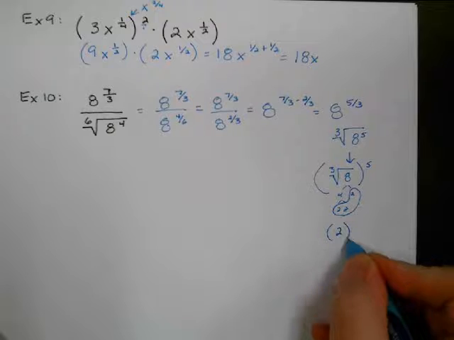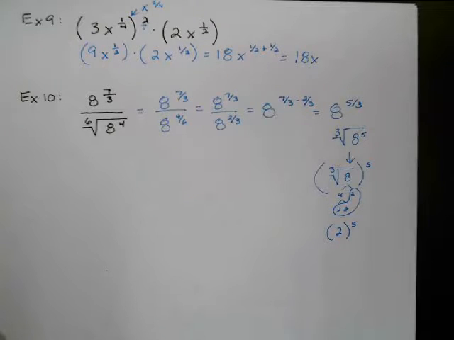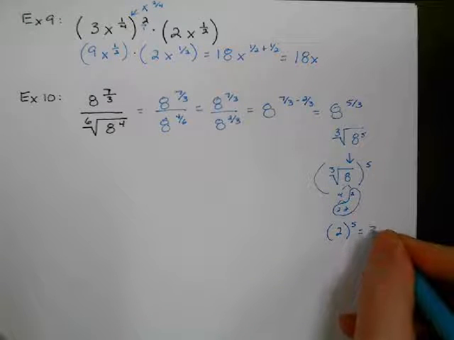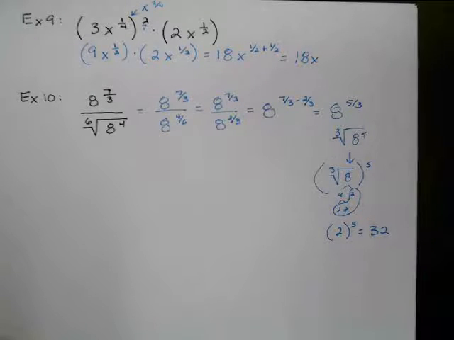And then we can take it to the 5th power. 2 times 2 times 2 times 2 times 2, 32. Wow. That's a lot of work just to get down to 32. But that's the answer. There we go.